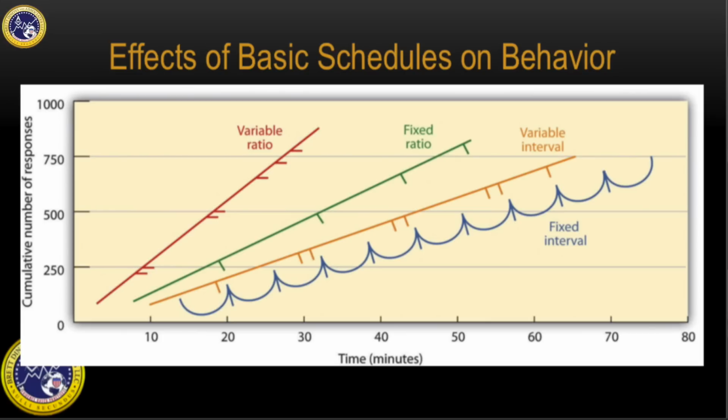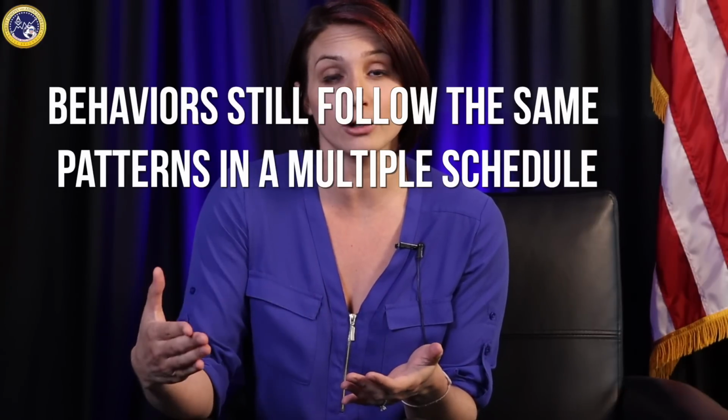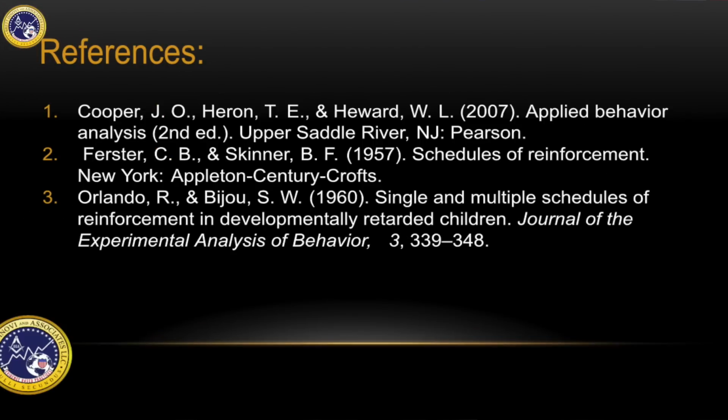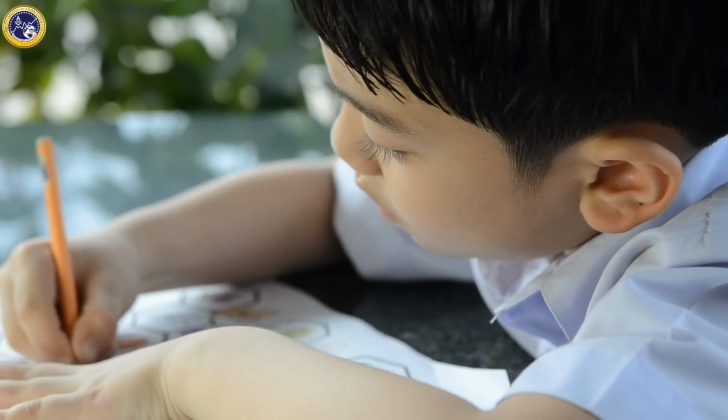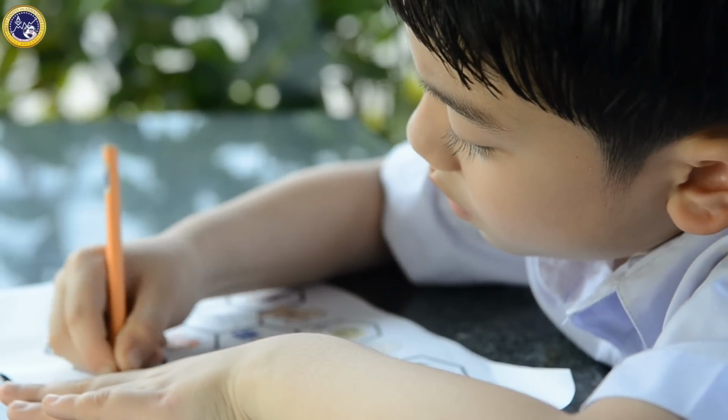One of the really cool things about multiple schedules, because they're combining these basic schedules of reinforcement, is that research shows that behavior still follows the same pattern in a multiple schedule as it would if behavior was being targeted just by a basic schedule by itself. In a study conducted by Orlando and Sydney in 1960, it demonstrated exactly this. Basically, what they found was that in multiple schedules, behavior still followed most of the same laws that it does when basic schedules are followed.